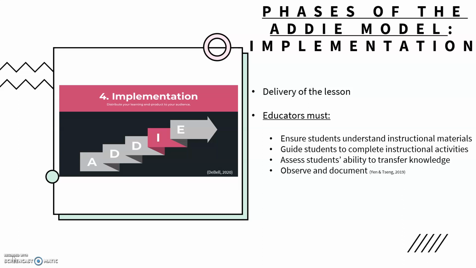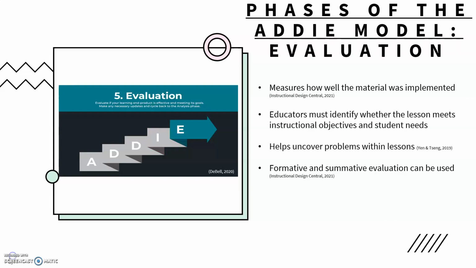During this phase, the lesson is presented to actual learners. Educators must ensure that their learners understand the instructional materials, help students to complete the instructional activities, and assess students' ability to transfer textbook knowledge into personal knowledge. Educators must also observe and document their students' learning behaviors, learning performance, and learning attitudes as they are important for the final phase of the ADDIE model. The last phase in the ADDIE model is evaluation.